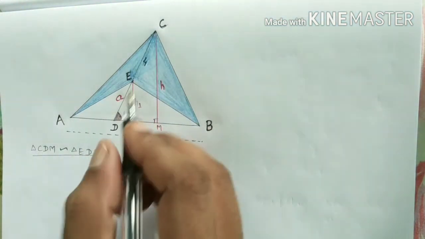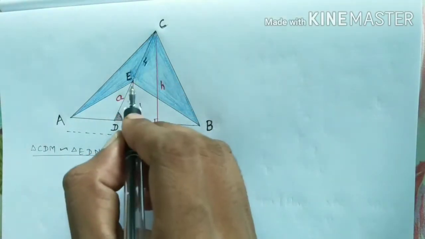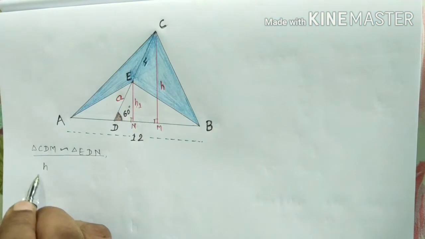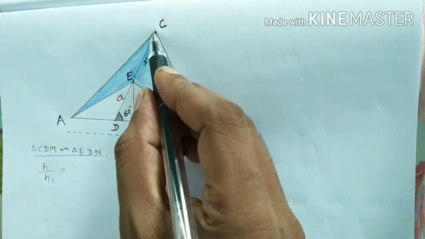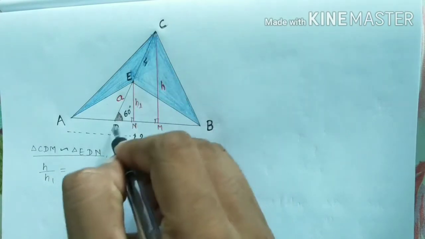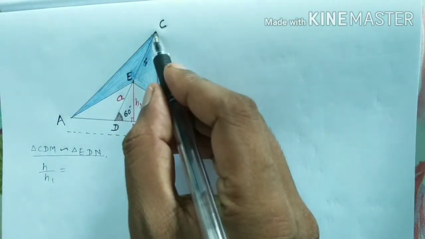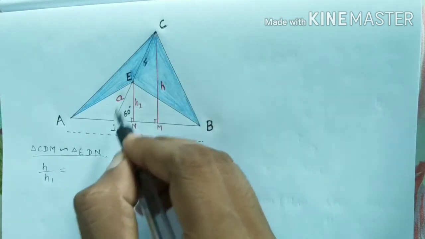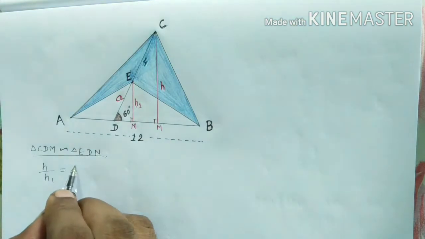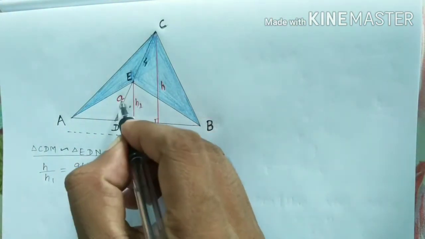So H by H1 is equal to the corresponding sides A plus 4, that is CD, by ED. The length of CD is A plus 4, and the length of ED is A. So H by H1 is equal to A plus 4 divided by A.